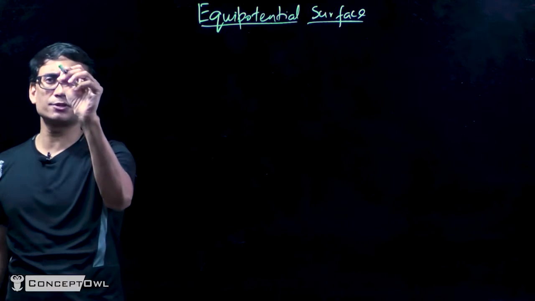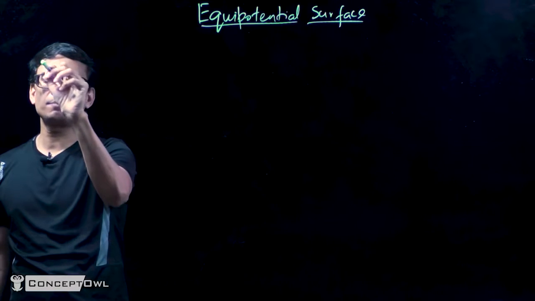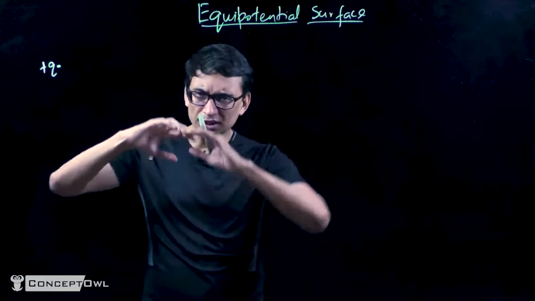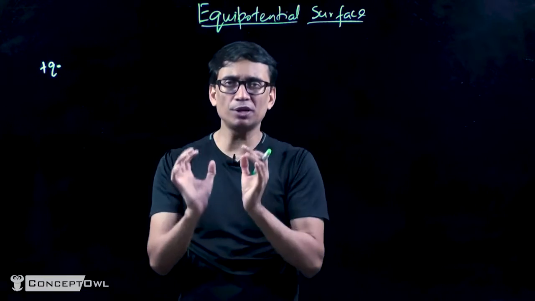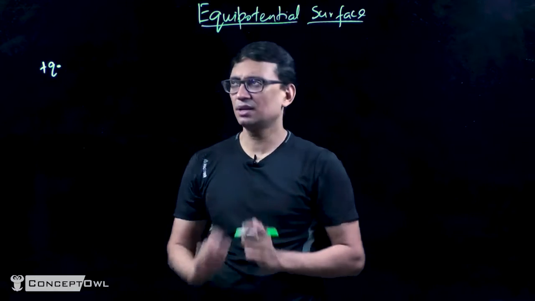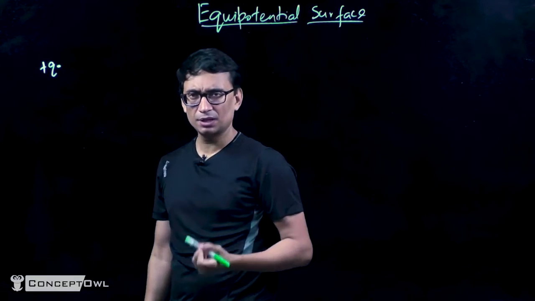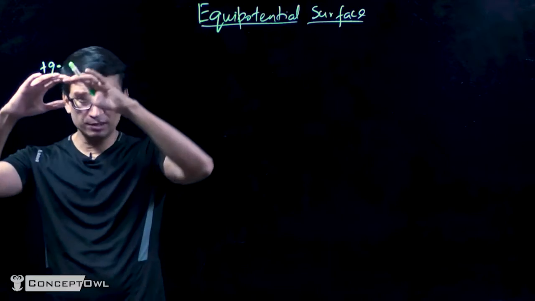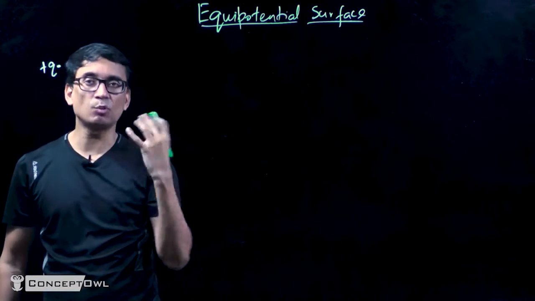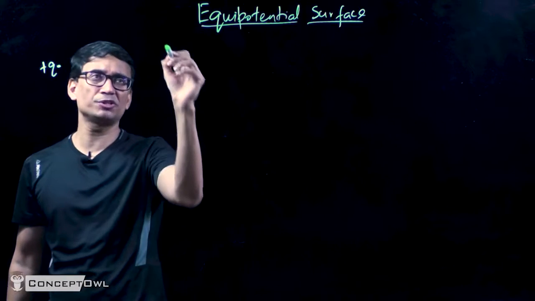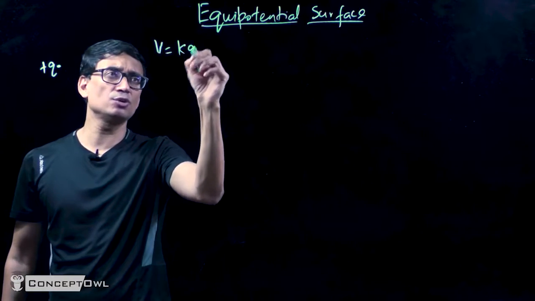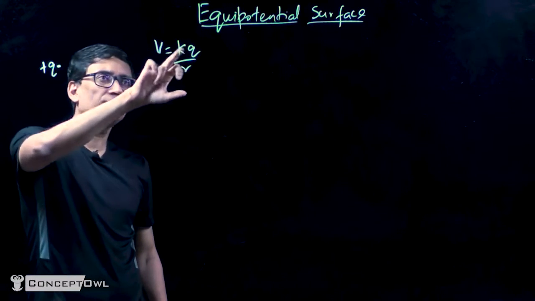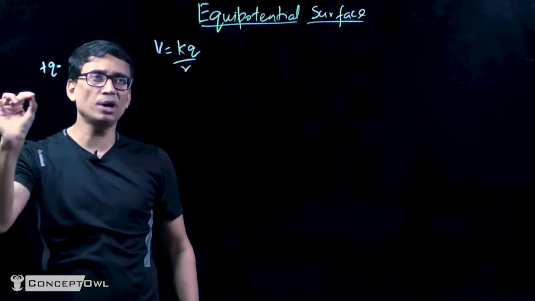So, let's say there is a charge, say plus Q. Now, for this charge, what are the different points which would have the same potential? How would we think about this? One way is to think about the potential for a point charge. We know that V is equal to KQ upon R. If this number is the same for different points, then they'll have the same potential.